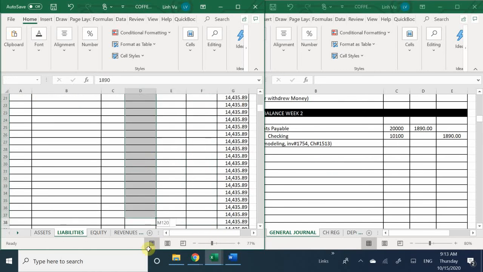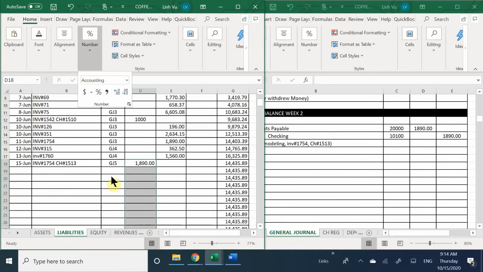So now that I have my first debit for the first transaction, what's my new balance going to be? $14,435.89. Correct. So I've already entered my formula, so I don't need to recalculate it. But for those who are on another separate worksheet or also doing the Excel, make sure that your numbers match mine. Okay, so good. Now what's the next thing that we have to do?